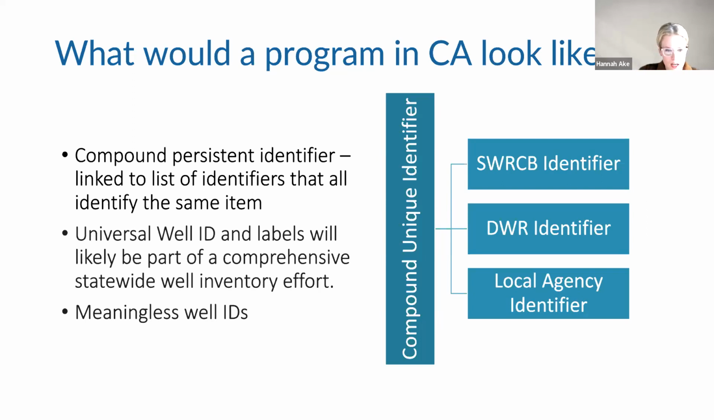So this compound identifier could function as a unique ID across systems to link all that data and well information. If there were 3 different IDs for 3 different agencies in California, that compound ID would become the link between all 3 of those unique IDs. And this compound ID could then become the persistent identifier that's used in a physical well labeling program, and be included in any statewide well inventory created.